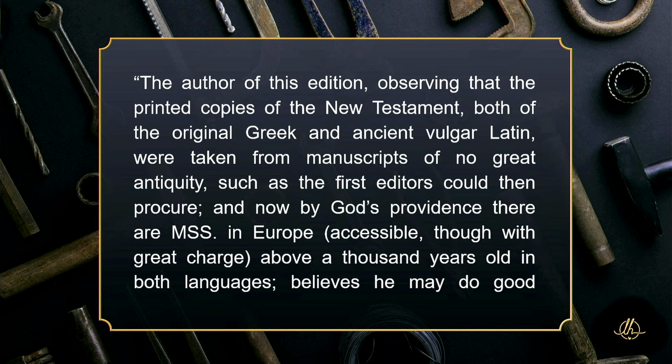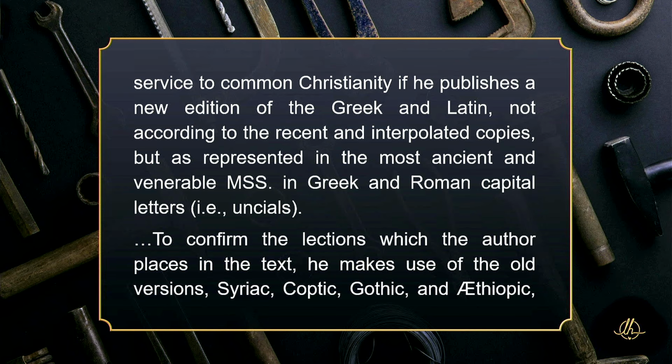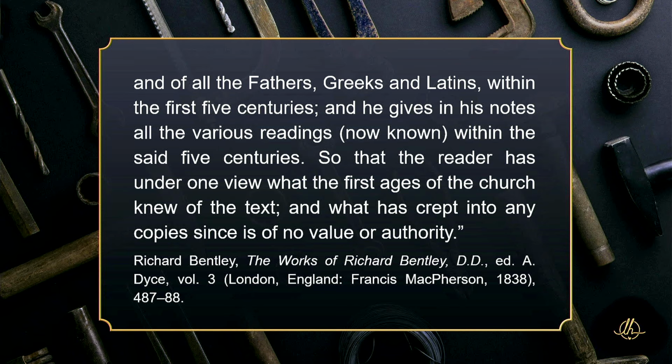above 1,000 years old in both languages, believes he may do good service to common Christianity if he publishes a new edition of the Greek and Latin, not according to the recent and interpolated copies, but as represented in the most ancient and venerable manuscripts, in Greek and Roman capital letters, uncials. To confirm the lections which the author places in the text, he makes use of the old versions, Syriac, Coptic, Gothic, and Ethiopic, and all of the fathers, Greeks and Latins, within the first 5 centuries, and he gives in his notes all the various readings, now known, within the said 5 centuries, so that the reader has under one view what the first ages of the church knew of the text, and what has crept into the copies since is of no value or authority.